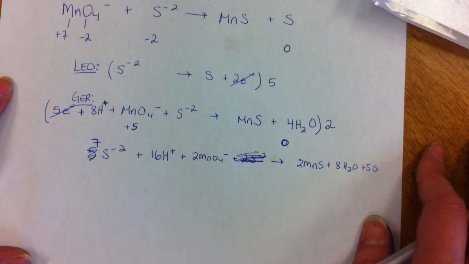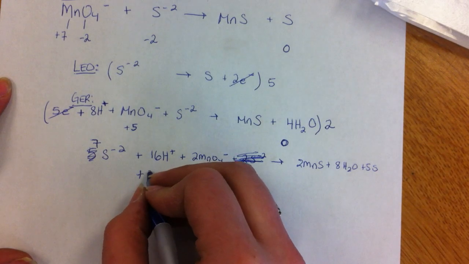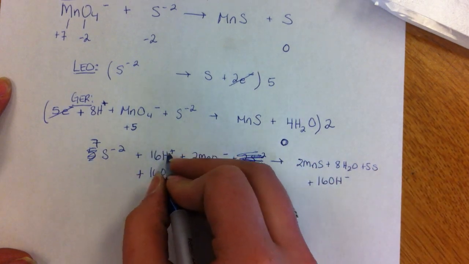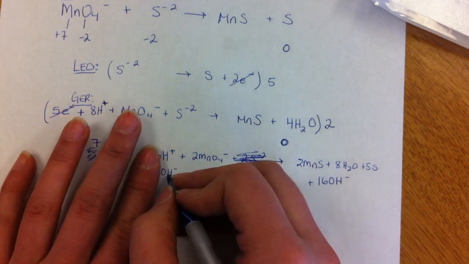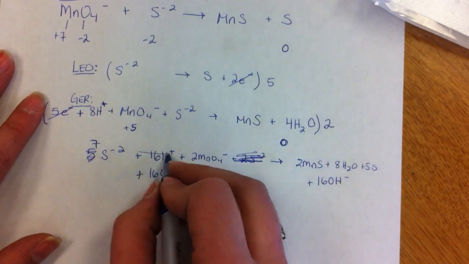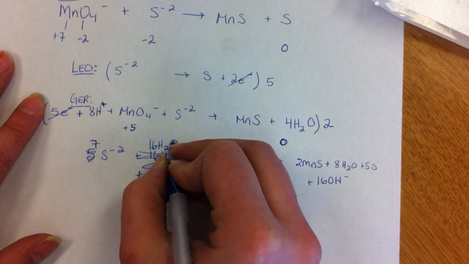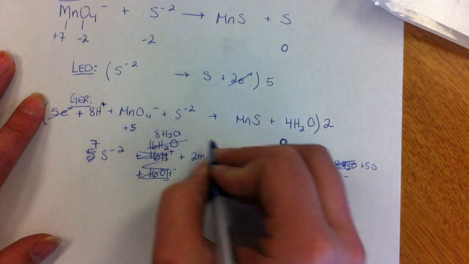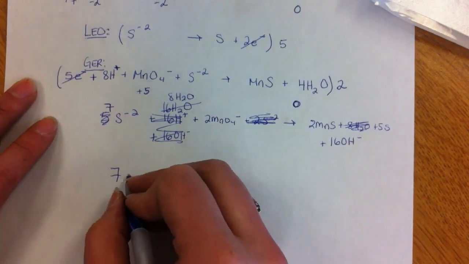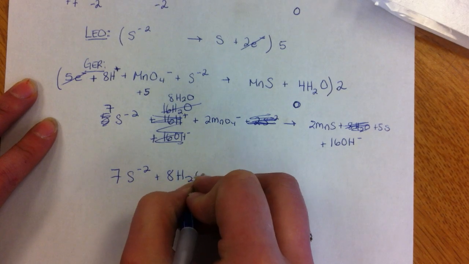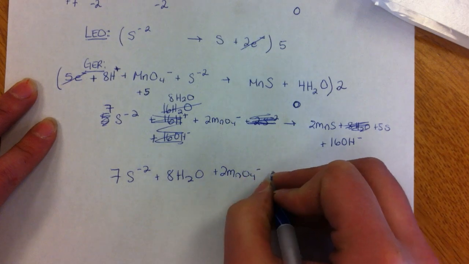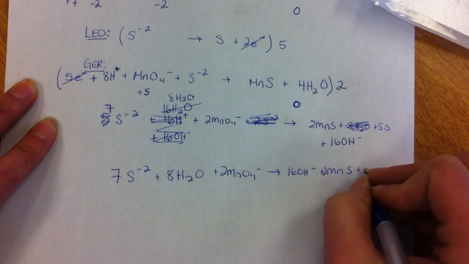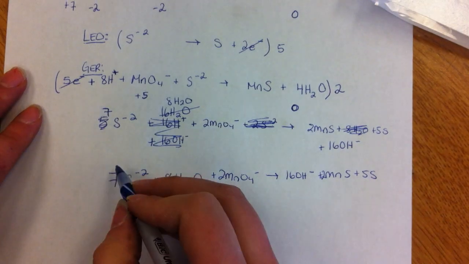The last part is for a basic solution. We need to get rid of the H+. So we'll add 16 OH minuses to both sides. That makes this H and OH. Do you see how they're going to make H2O with a neutral charge? This will become 16 waters. Those 16 will cancel with this 8, and we'll have 8 waters left on the left and 16 OHs. So the final will look like this. Okay, and then you're done.